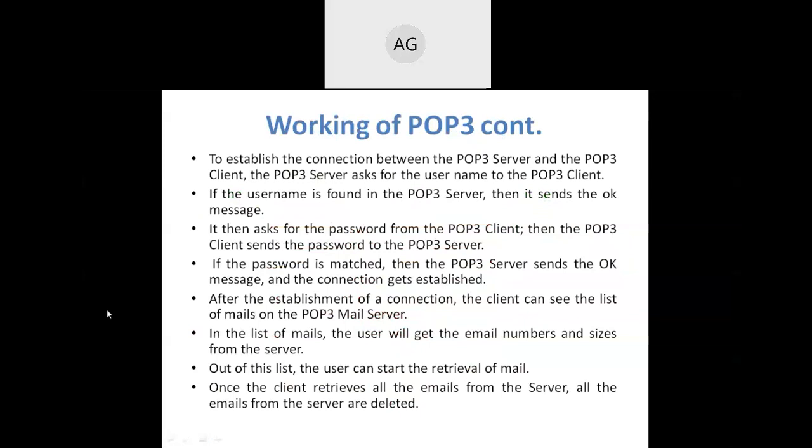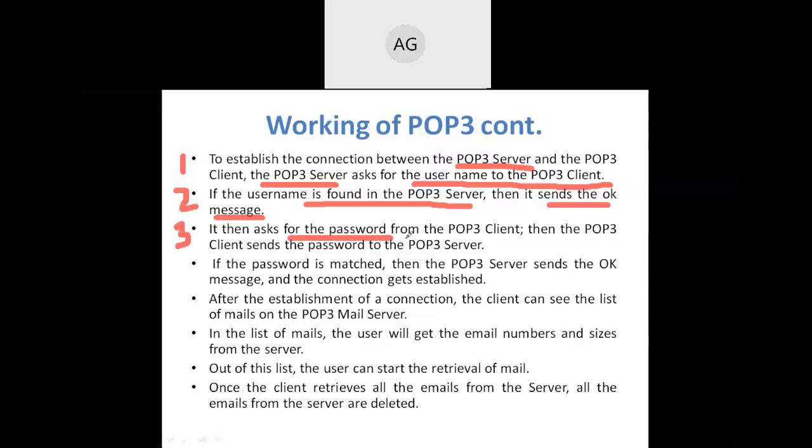So this is the working of the POP3 protocol, and it is being written in words. In the first step, to establish the connection between the POP3 server and the POP3 client, the POP3 server asks for the username from the POP3 client. If the username is found in the POP3 server, then it sends the OK message, as we already saw in the diagram previously.